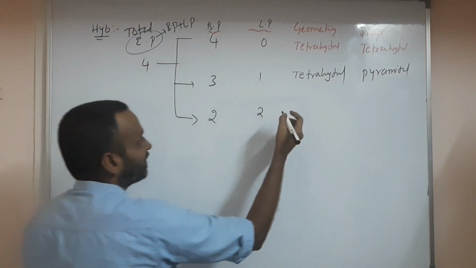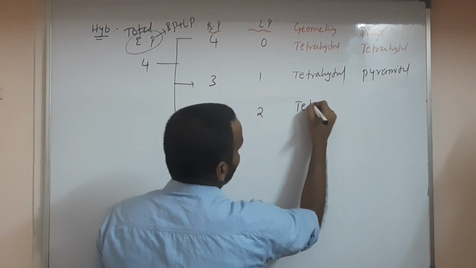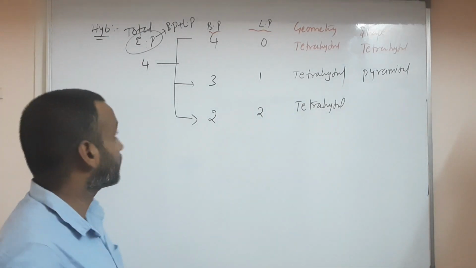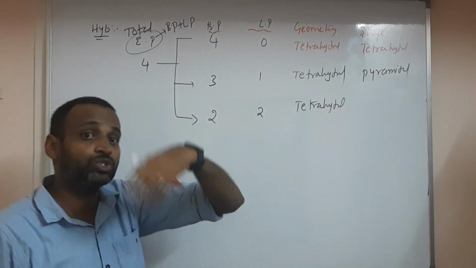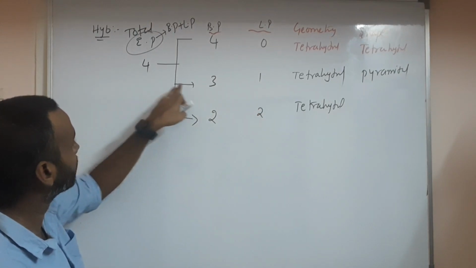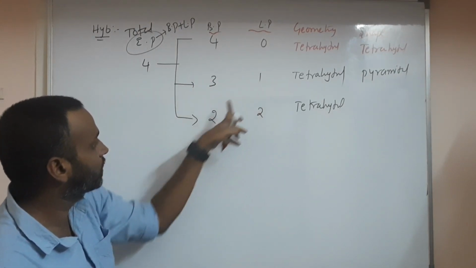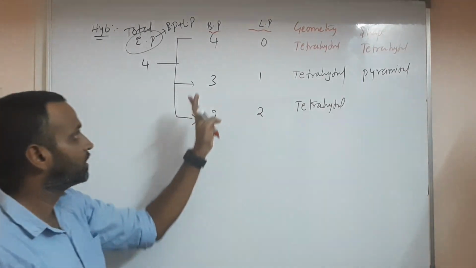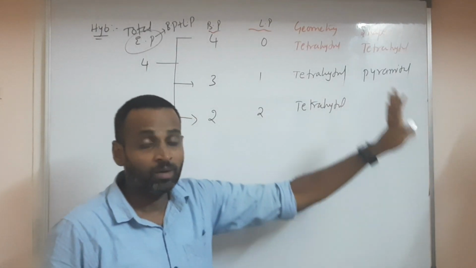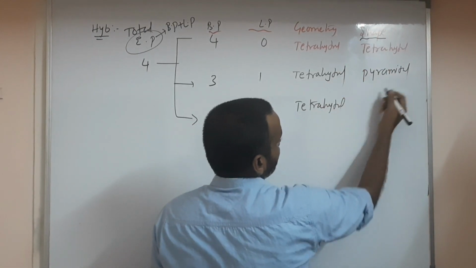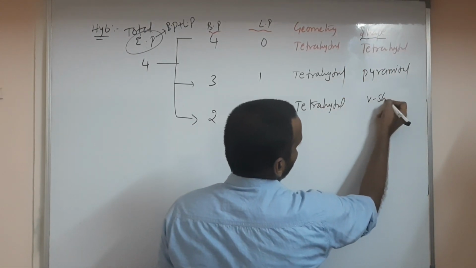Now, geometry will never change. When will geometry change? When the electron pairs change, then geometry will change. See, in all 3 cases, total electron pairs are 4: 4 plus 0, 3 plus 1, 2 plus 2. So electron pairs are 4, so geometry will never change, but shape will change. Here shape is tetrahedral, here pyramidal, and here V shape or angular.